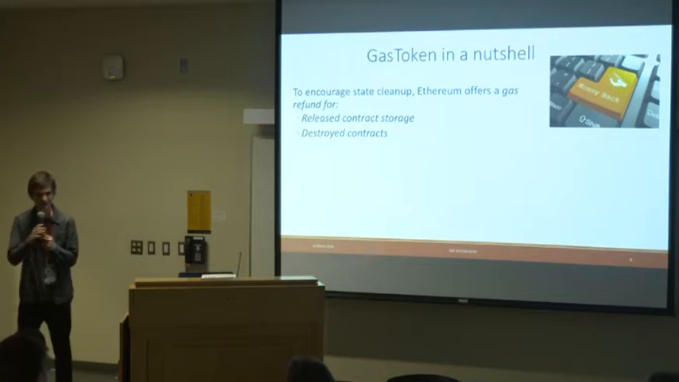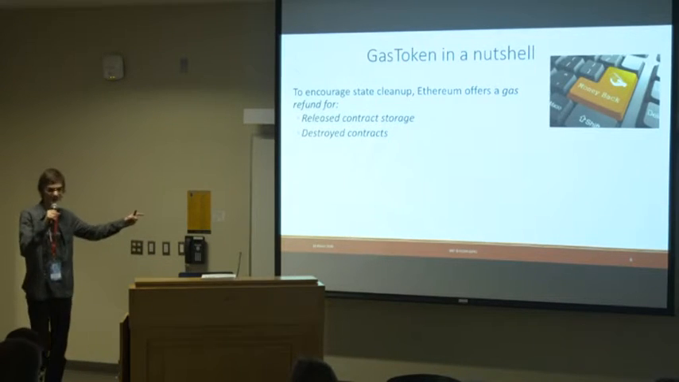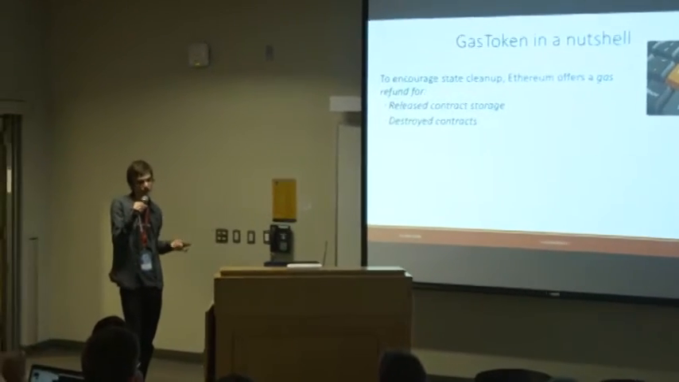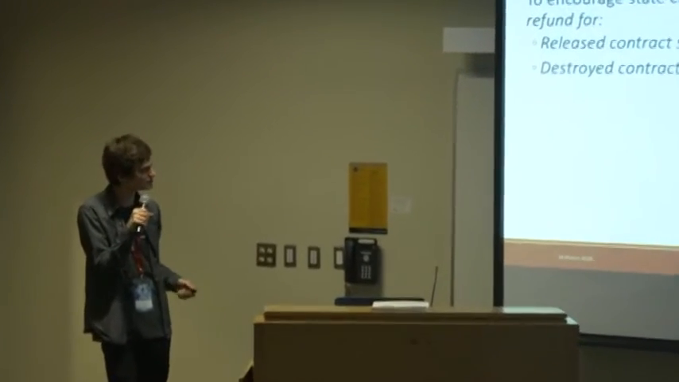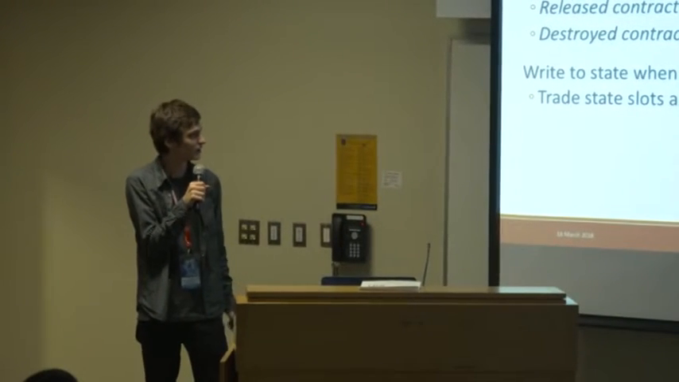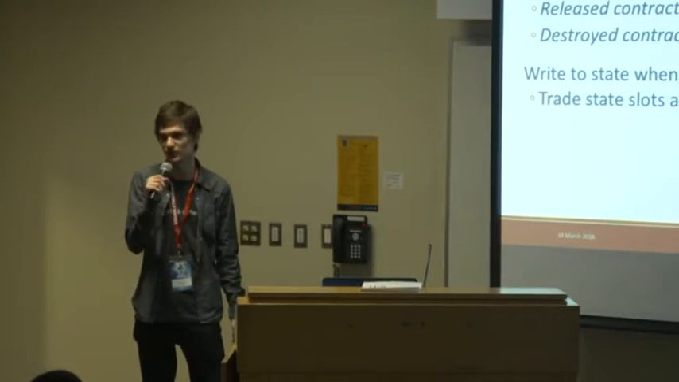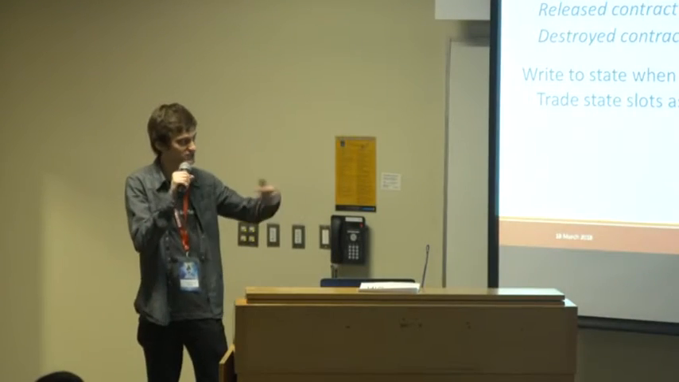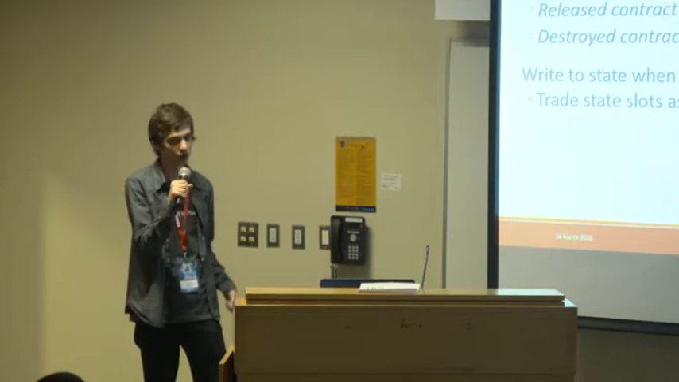So generally, if you look at contracts on the network, a lot of people aren't taking advantage of this refund because it's maybe too small and too difficult to claim to be significant. But it does sort of allow us to create this gas token instrument. So the way gas token works is that when gas price is low, it stores things in the Ethereum state. You can think of it as just writing ones to the state when gas is low, or creates contracts.